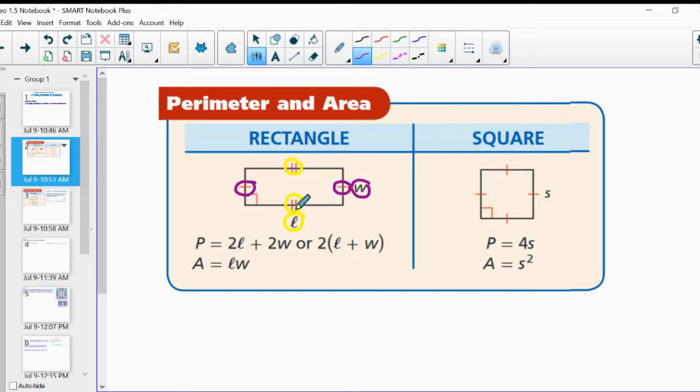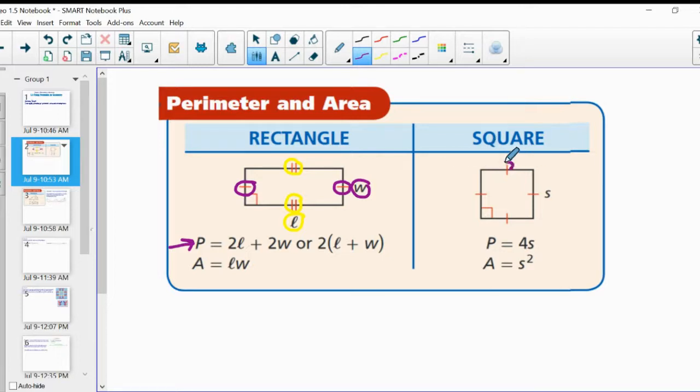So instead of adding up all four sides, you can simplify it into a formula and say it's 2 times the length plus 2 times the width. Or you can add the length and width together first and then multiply by 2. So that's the perimeter formula. And then the area of a rectangle is length times width. Okay? All right, moving over to a square.